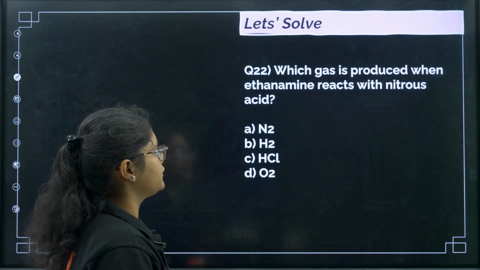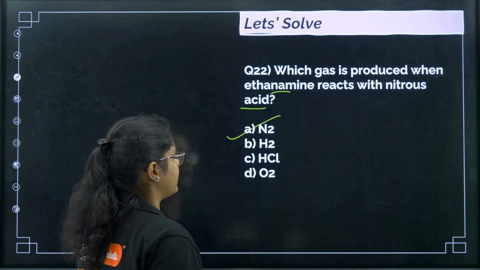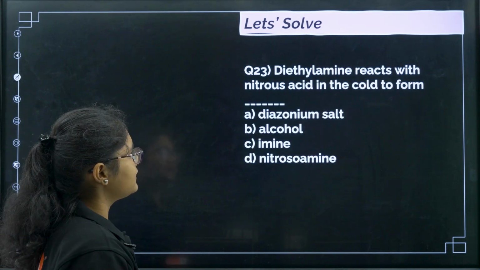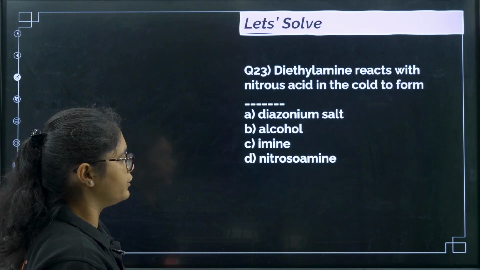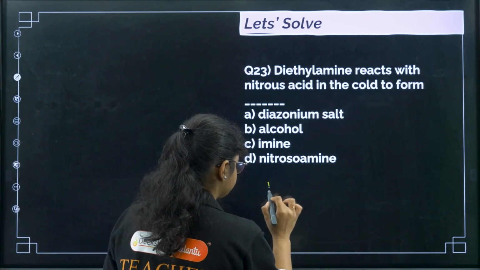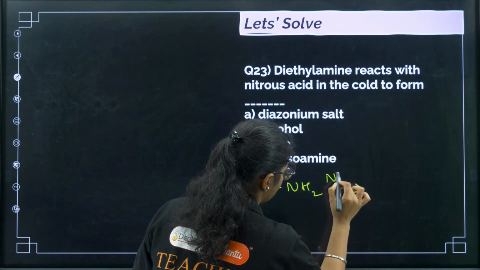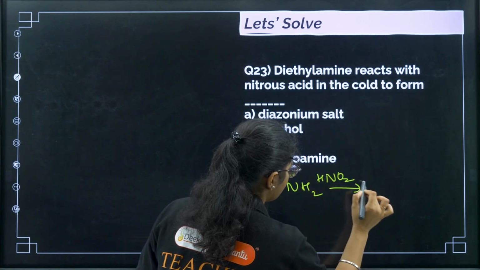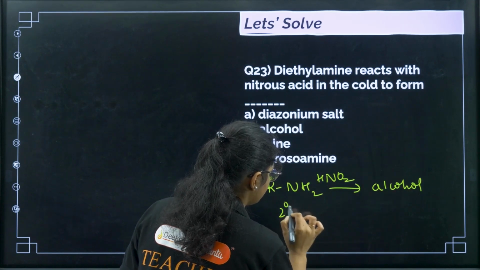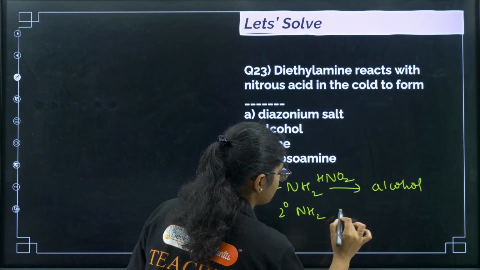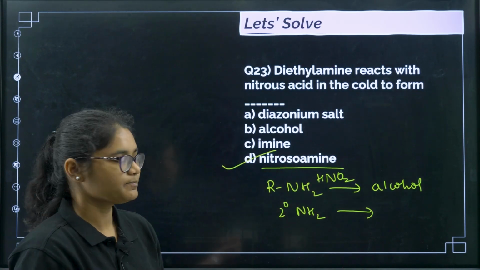Next, which gas is produced when ethanamine reacts with nitrous acid? So gas produced here is N2 gas. Next, diethylamine reacts with nitrous acid in the cold to form. So if you remember, primary amines react with nitrous acid to give you alcohols. Okay. Secondary amines, you should remember here, react to give you nitrosoamine. Okay. Correct answer is option number D.